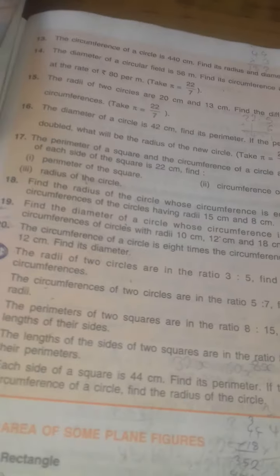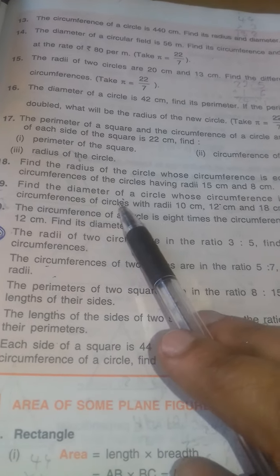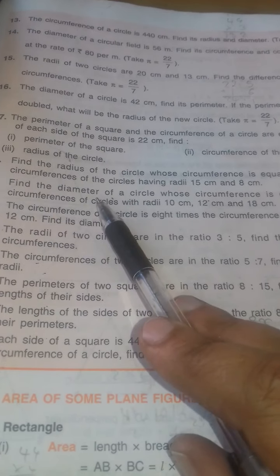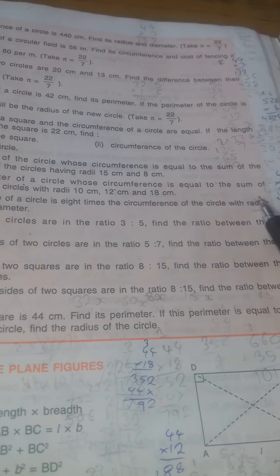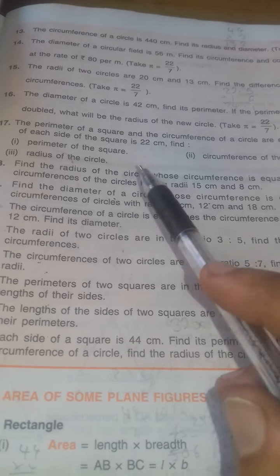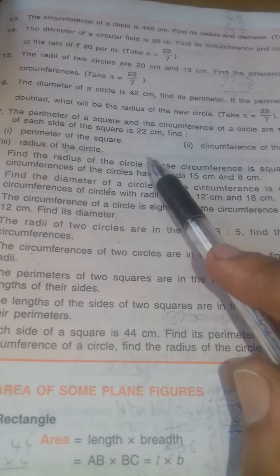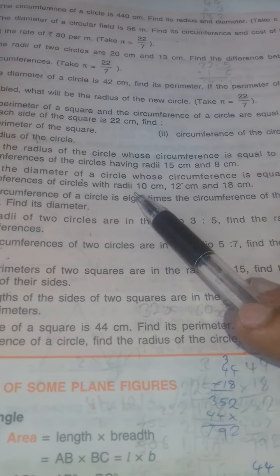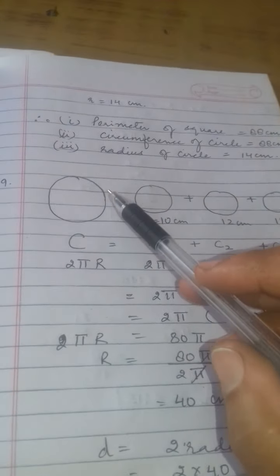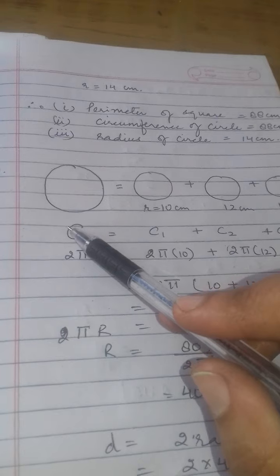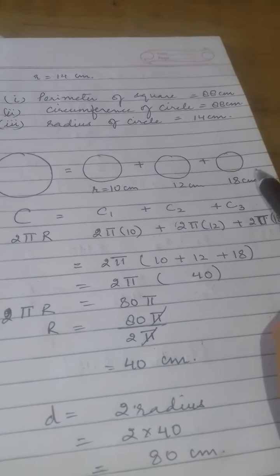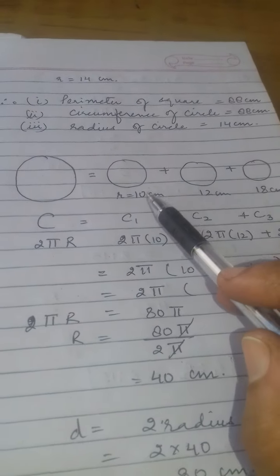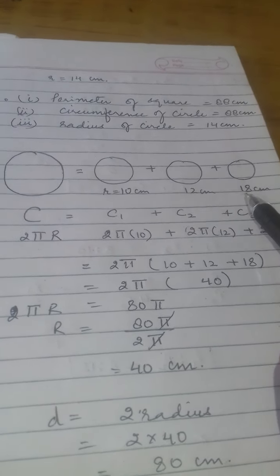Now let's do question number 19. Find the diameter of a circle whose circumference is equal to the sum of circumferences of circles with radii 10 centimeter, 12 centimeter and 18 centimeter. Understand it like this. A circle is given whose circumference is equal to the sum of the circumferences of the circles whose radii are 10, 12 and 18.